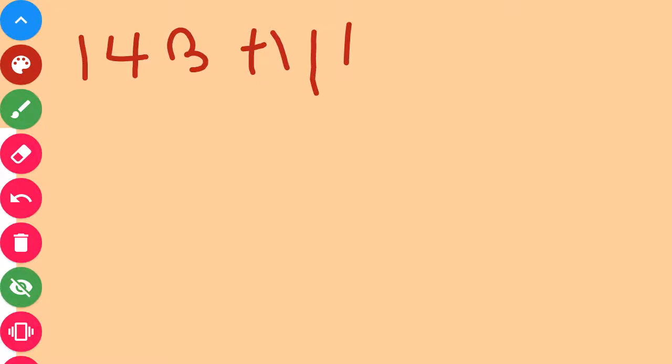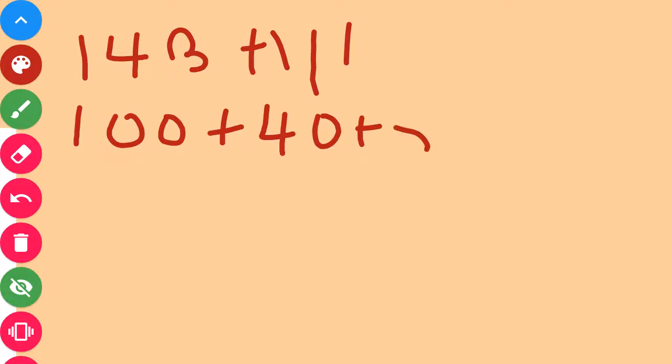Okay. Kids, up to now, in all the examples we have arranged the numbers in the column-wise method. There is one more method. Let us check that out. Suppose I have to add two numbers, 143 plus 111. So what do I have to do? First I will expand the number. So 100 plus 40 plus 3. Now instead of writing 111 in the next column, I can continue from here also.